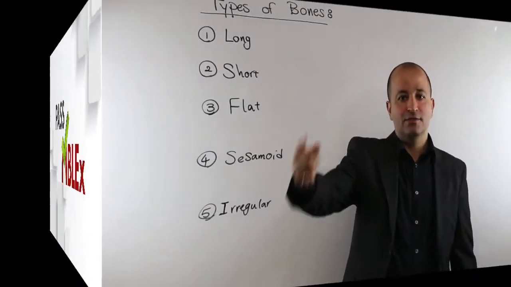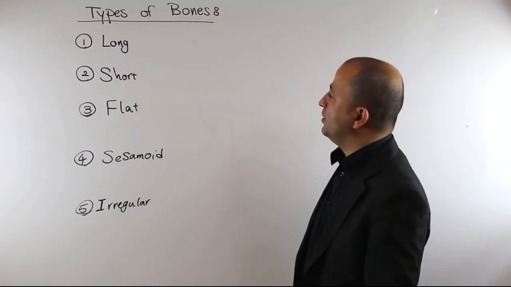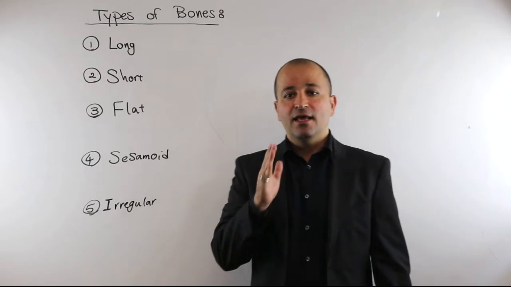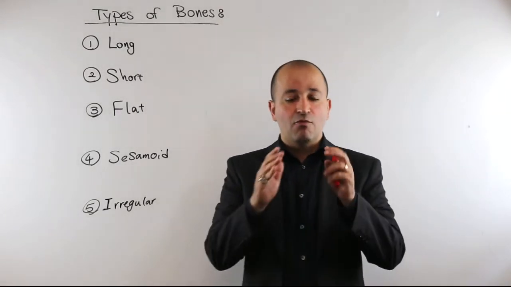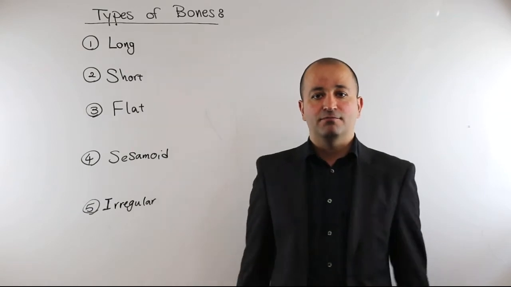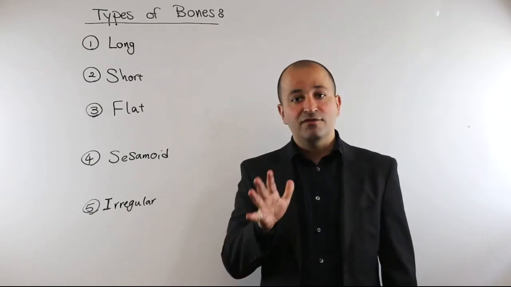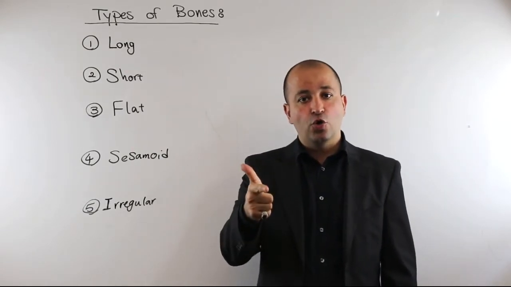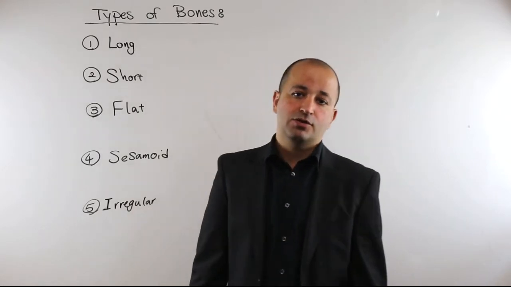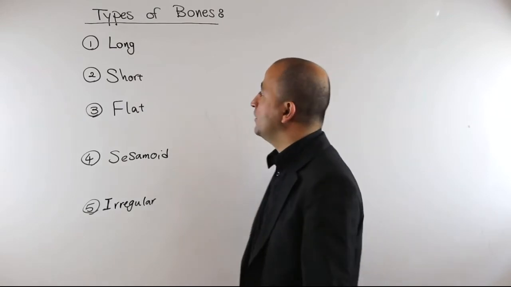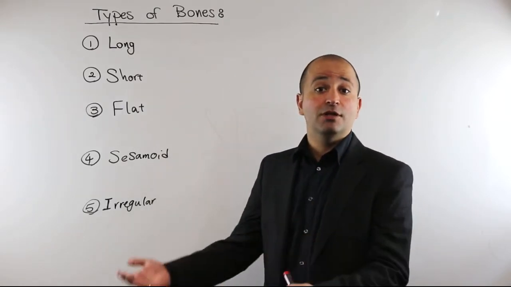Types of bones. Very confusing. In exams, they may ask you about different bones in the body. They say, what is the type of this bone? There are 5 types of bones: long, short, flat, sesamoid, and irregular bones. How do we differentiate different types of bones to see which category they belong to?